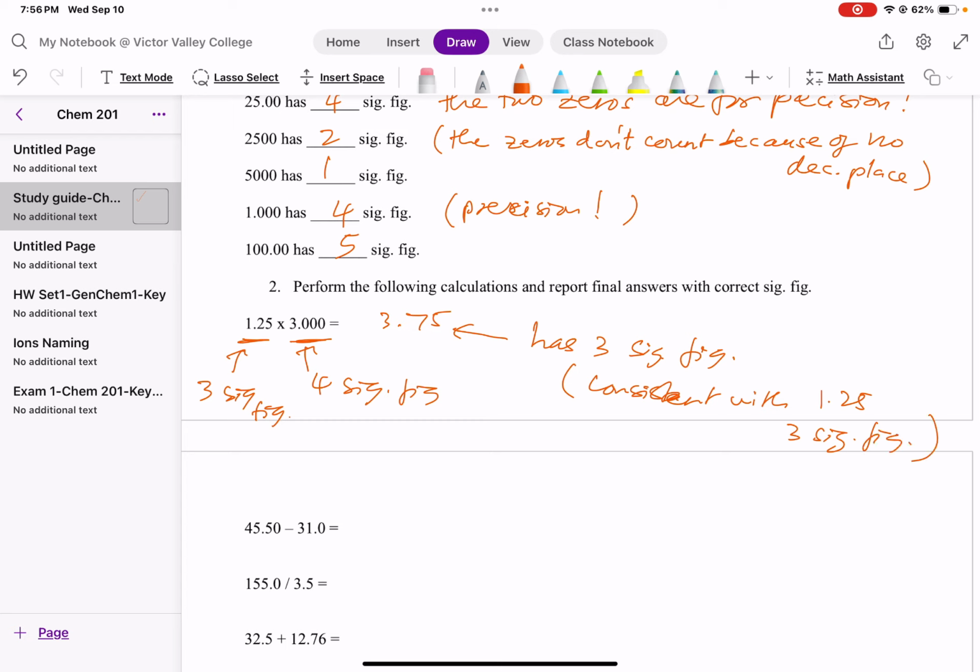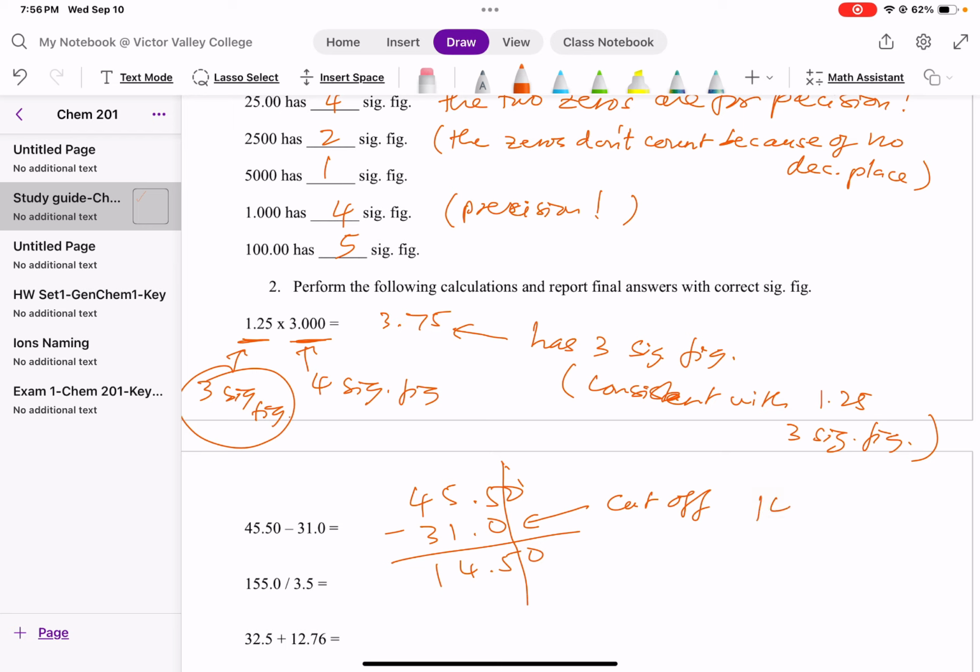So you always go with the lower one. That's what it means. When you subtract or add, you do it the old-fashioned way. You got 50.41, right? You cut it off right here. So your final answer is 14.5. No more, no less.